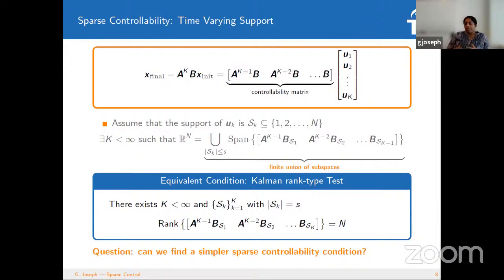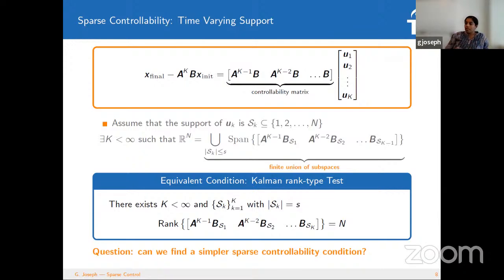So what is different here? In the earlier case, when we had time invariant support, we had the same support for all time instants. But now we can have potentially different supports, like we have S1, S2, all the way up to S_K. So they could be different.